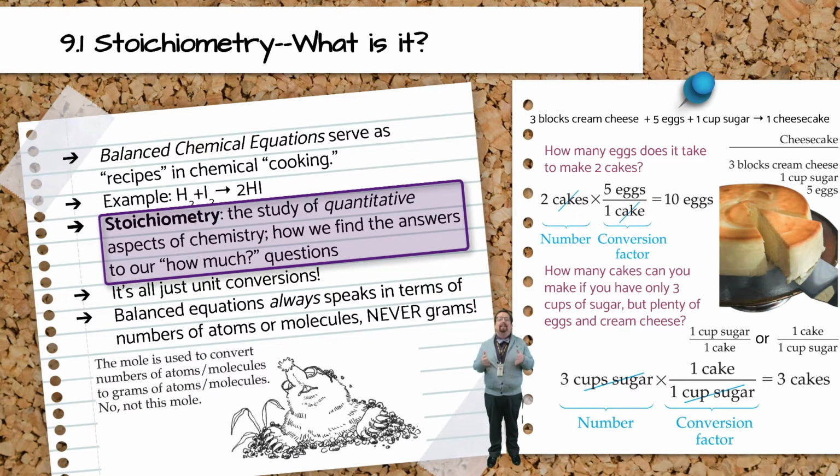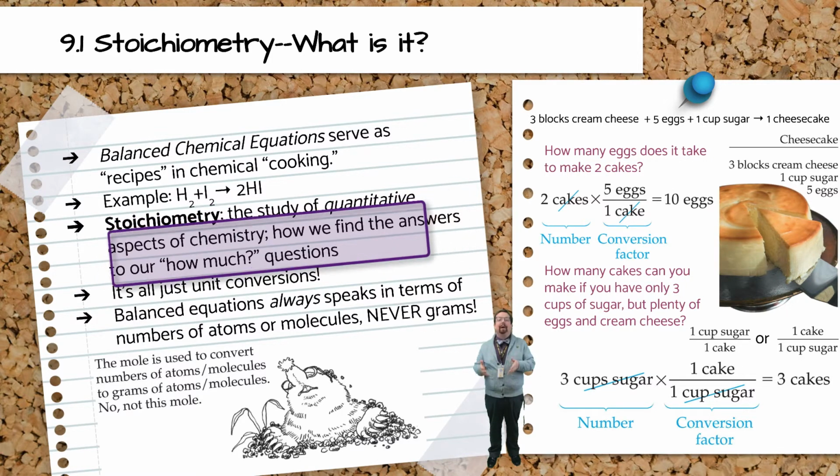Stoichiometry is the study of quantitative or number-based aspects of chemistry. It's how we find the answers to questions like, how much of this will I produce? Or how much of this reactant do I need? Stoichiometry is nothing more than unit conversions and dimensional analysis, which we already studied quite a bit in Chapter 2.